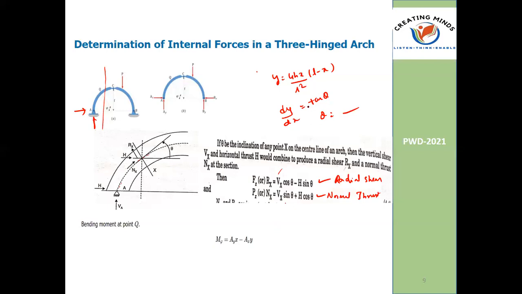How to determine theta? Using the parabola. If it is a parabolic arch, you have to use 4hx into (L minus x) by L square. You have to differentiate that equation. The first rate of change is nothing but the slope, tan theta. You are getting the theta value. So these two equations are very, very important.